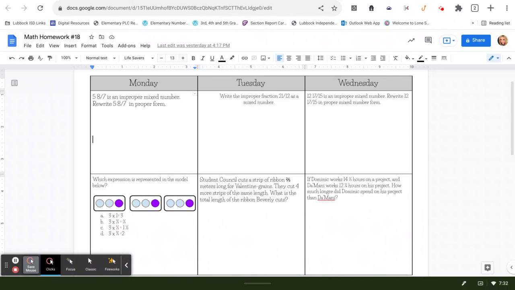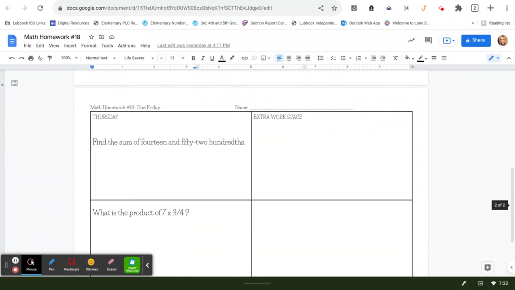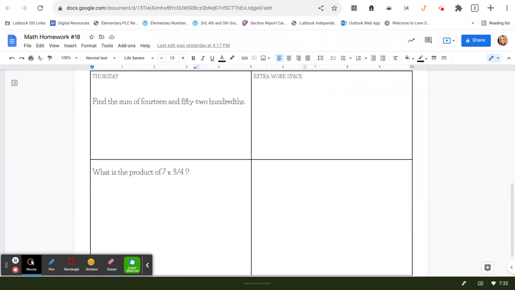Okay, let's look at Thursday. These are easy peasy. So let's look at these real quick. Find the sum of 14. Okay, I'm going to write that. And I know sum tells me to what? Add. Find the sum of 14 and 52 hundredths. 52 hundredths. How easy is that? You can handle this problem. If you need me to check it, bring it before Friday. Bring it by Thursday. Won't be here on Friday this week, guys.